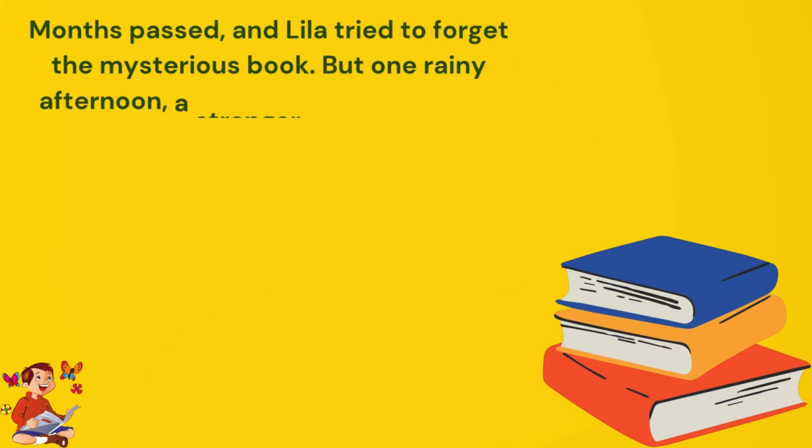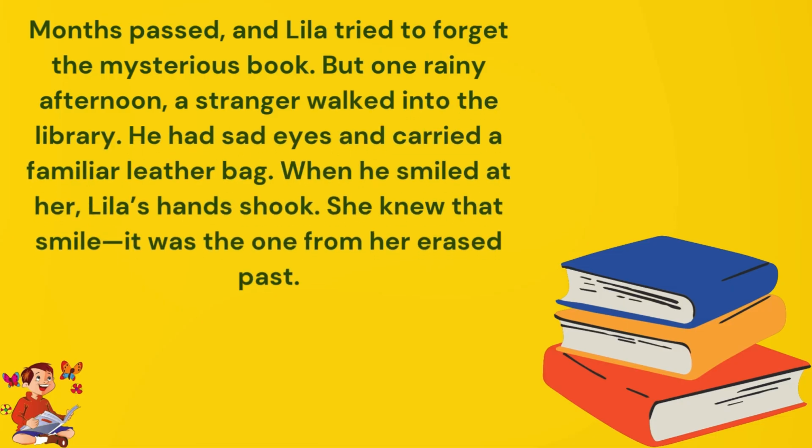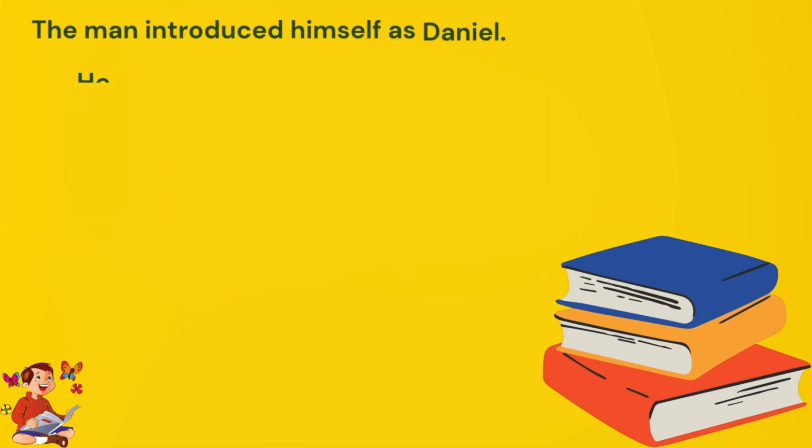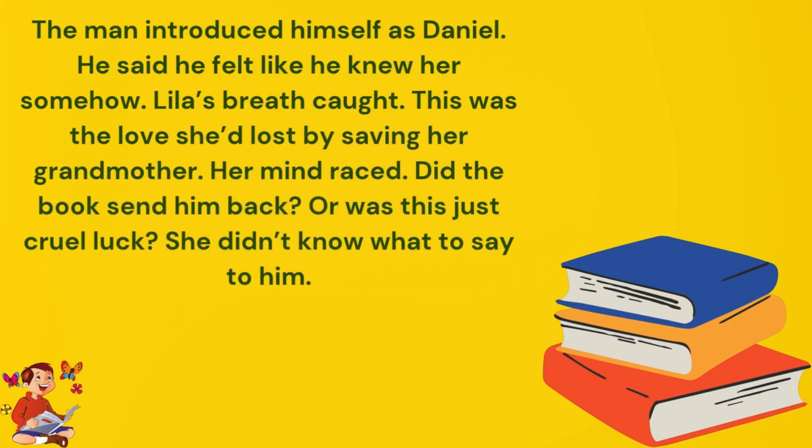Months passed, and Lila tried to forget the mysterious book. But one rainy afternoon, a stranger walked into the library. He had sad eyes and carried a familiar leather bag. When he smiled at her, Lila's hands shook. She knew that smile. It was the one from her erased past. The man introduced himself as Daniel. He said he felt like he knew her somehow.